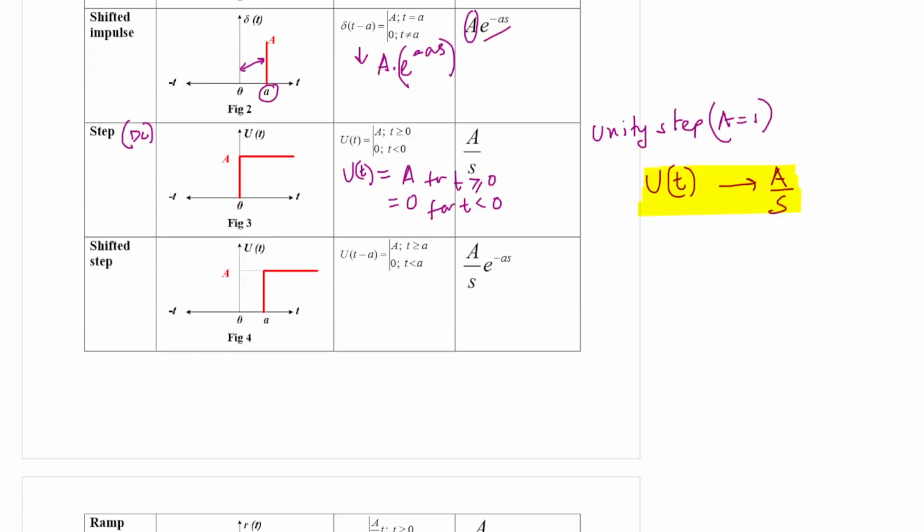Now we have a shifted step. It is shifted by some amount a, so it will be multiplied in the time domain by e to the power minus as.